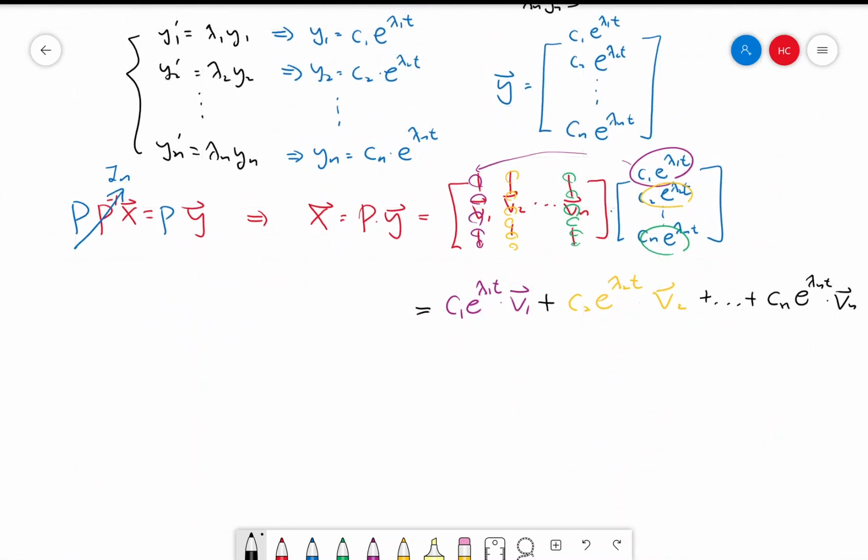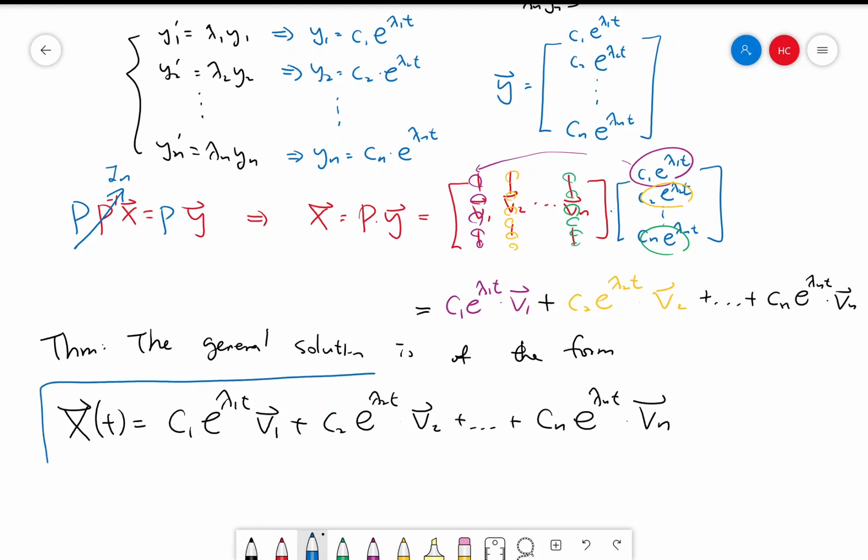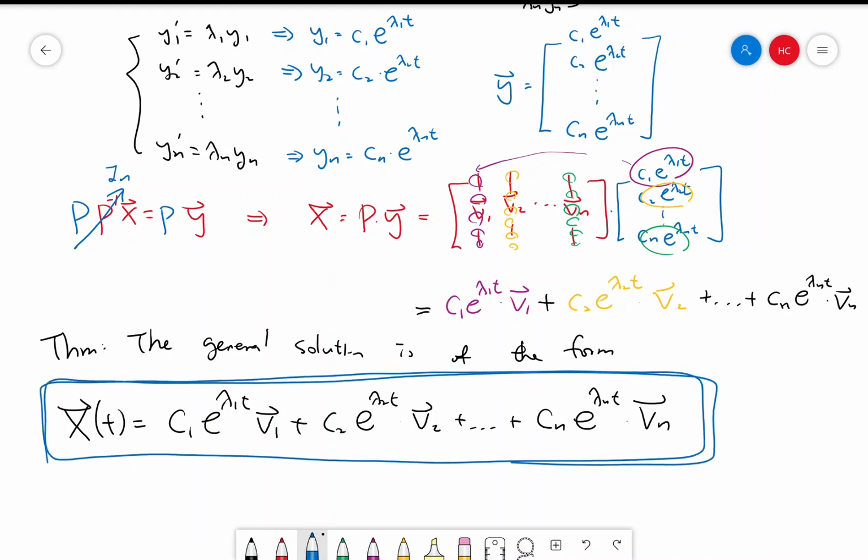So this is our theorem. The general solution is of the form x(t) equals c1 e to the lambda 1 t times v1 plus c2 e to the lambda 2 t times v2, plus all the way to cn e to the lambda n t times vn. This is very important. This is the general solution for linear systems with constant coefficients. I'm going to be using this throughout the whole section.